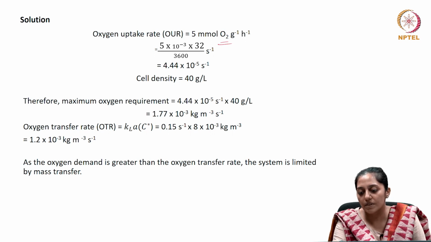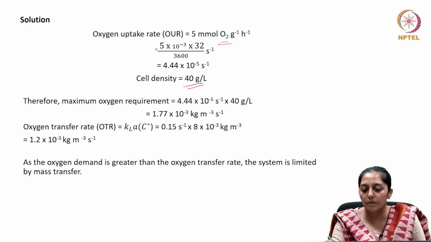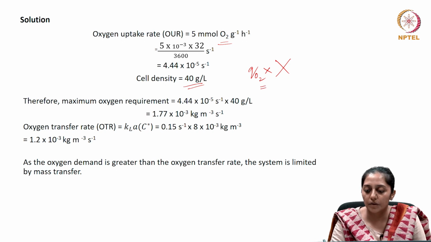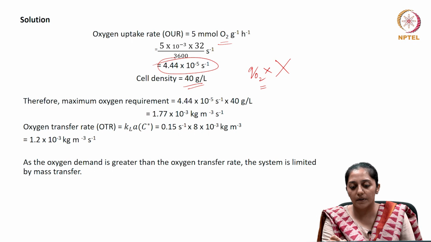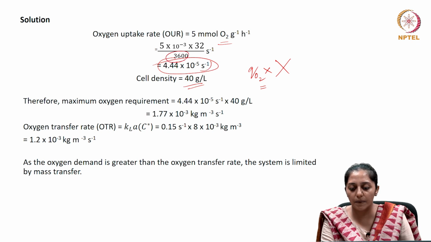So, QO2 is given to us and the cell density is also given. So, OUR will be nothing but QO2 times X, which is the biomass. Now, we will make the units consistent. So, here the specific oxygen demand has been converted to millimole per gram per hour. So, this can be converted to hour inverse. So, hour has further been converted into seconds. So, this becomes second inverse.